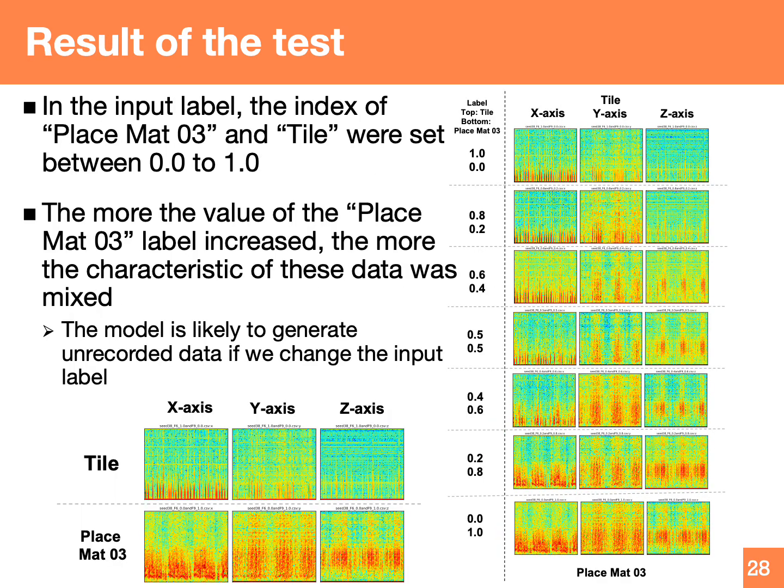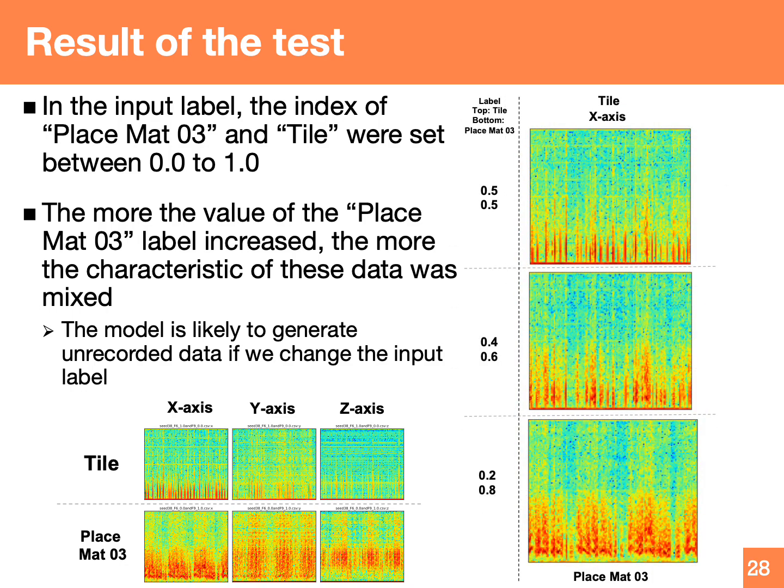We will explain the result of the test. In the input level, the indices of placemat03 and tile were set between 0 and 1. The right figure shows the result of this experiment. In the experiment, the more the value of the placemat03 level increased, the more the characteristics of these data were mixed. Therefore, the model is likely to generate unrecorded data if we operate the input level. As future work, we will research what kind of data the model can generate by controlling the levels.